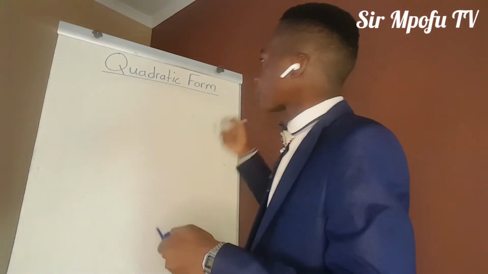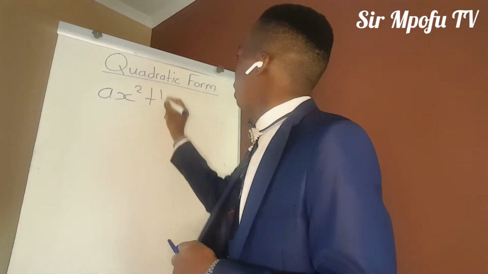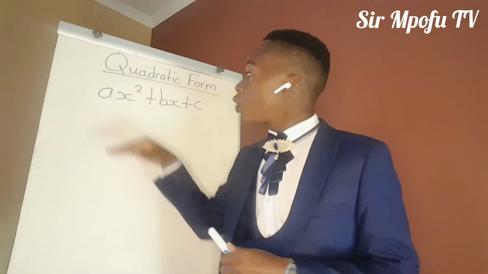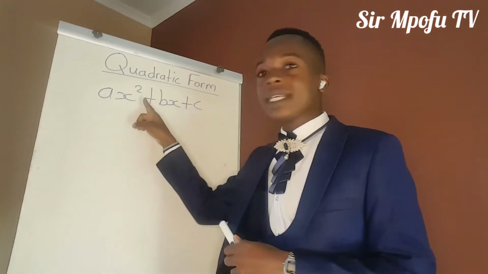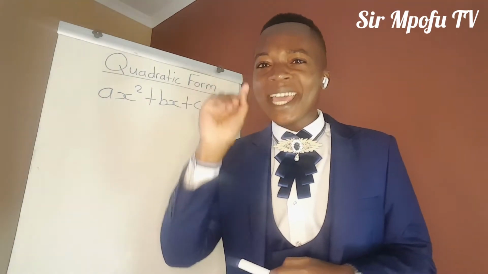Let me show you. Ax squared plus bx plus c. Assuming that this will be your expression, you see that your highest power is what? Is 2. That is what you call a quadratic expression.